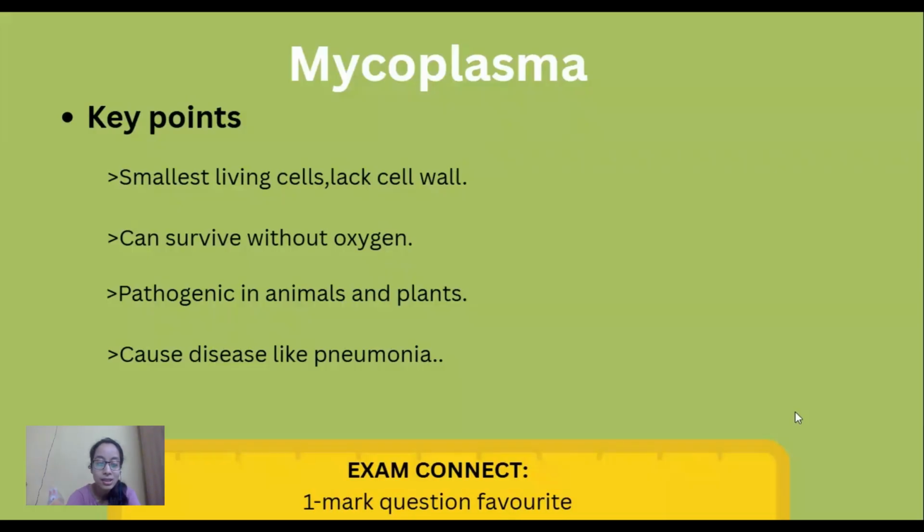Mycoplasmas are the smallest living cells known. The key features: they completely lack a cell wall. Because of this, they are pleomorphic, meaning they can change shape. They can also survive without oxygen. They are pathogenic to both animals and plants. The most common disease they cause in humans is pneumonia, and because they have no cell wall, penicillin does not work on them.